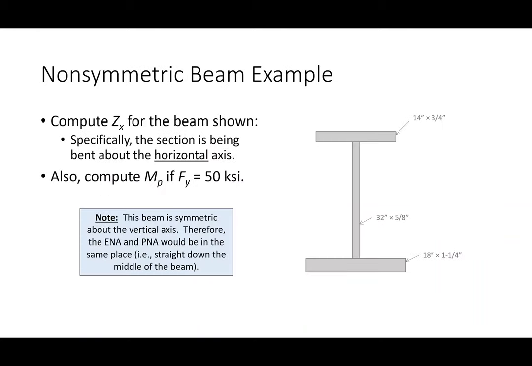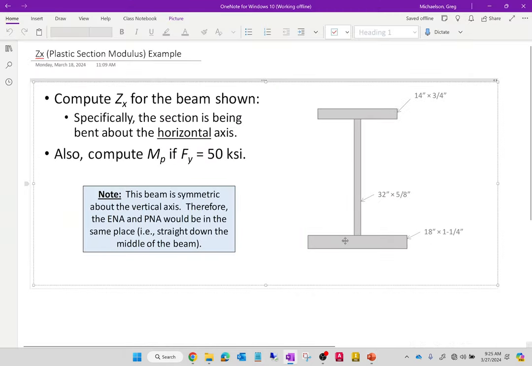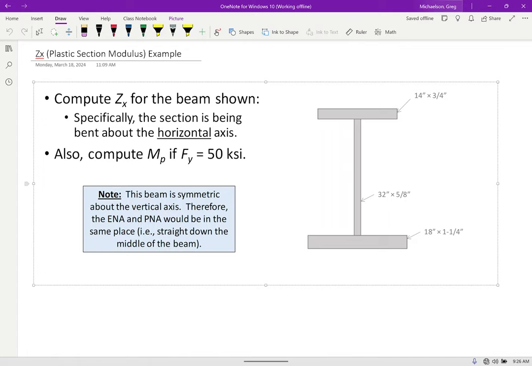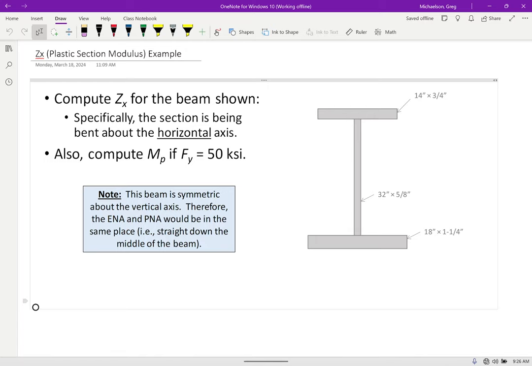So let's go through the process of working this out. I have a non-symmetric beam here, and I want to compute Zx for this beam, and specifically Zx and Mp. Then I'm going to show you what the Sx and the My calculation looks like, and you'll see they're not in the same place. So let me get my keyboard off so I can write on this. We're going to compute Zx for this beam. The section is being bent about its horizontal axis, the way you would expect.